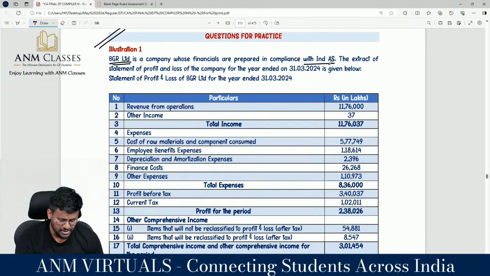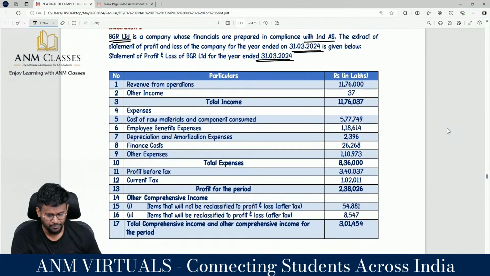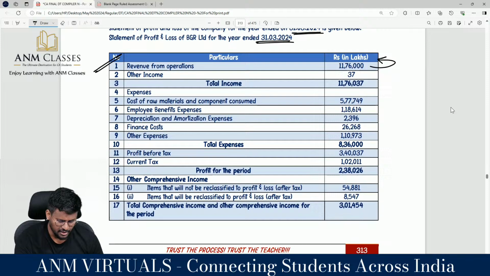The extract of the statement of P&L for the year ended 31/3/2024 is given below. Statement of P&L of BGR for the year ended 31/3/2024. Revenue from operations 11,76,000 has been given in lakhs. Other income 37. This is the total income. Expenses: cost of raw material and component consumed, employee benefit cost, depreciation and amortization.